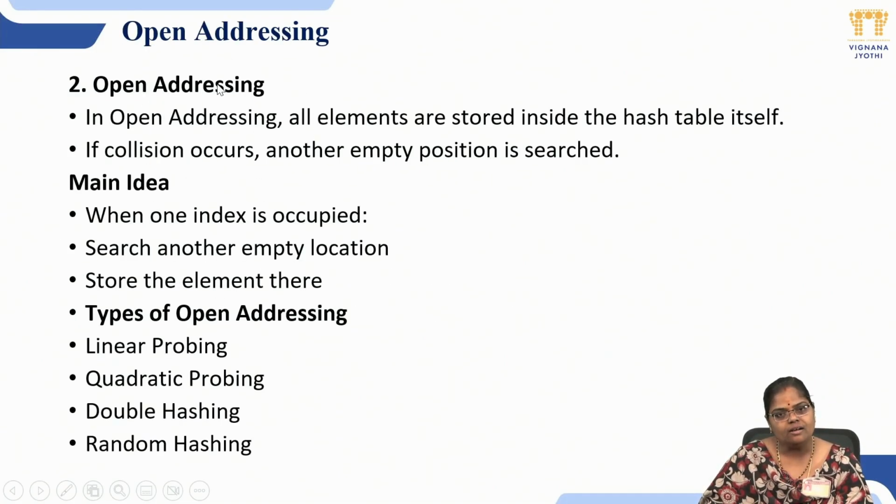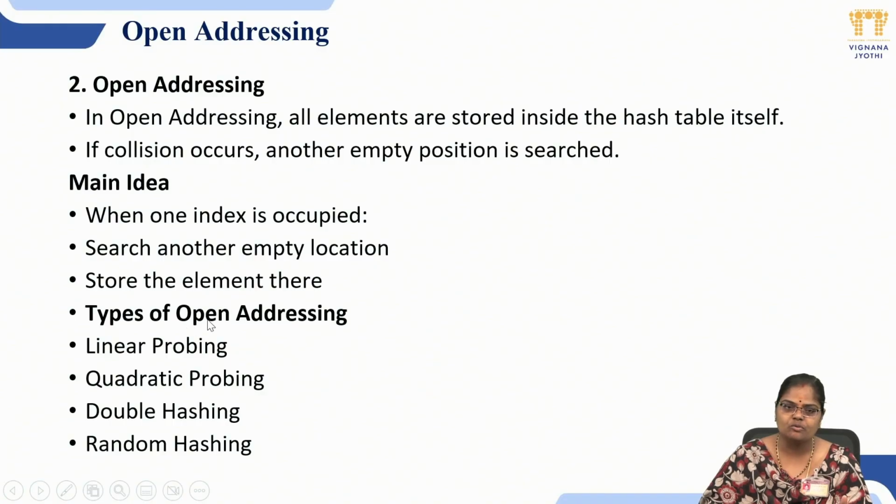Now coming to the second hash collision resolution technique called open addressing. In open addressing, all the elements are stored in the hash table itself. This is the primary difference between separate chaining and open addressing. So all the values are stored in the hash table itself. No additional memory. If a collision occurs, another empty location is searched in the hash table. So the main idea in open addressing is when one index is occupied, search for another empty location and store the element there.